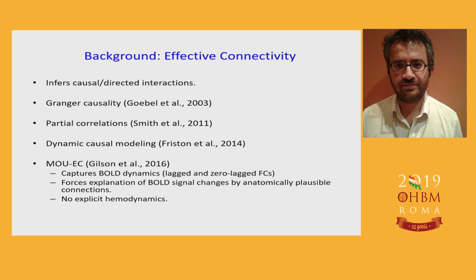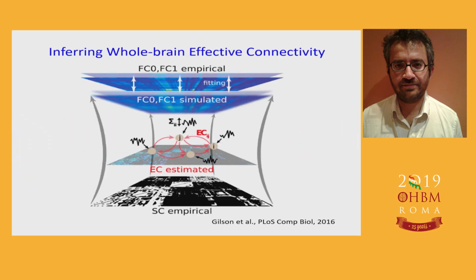So the key ingredient in this method is the structural connectivity. You estimate effective connectivity for some specific connections, and you optimize the model by comparing with the lagged and non-lagged covariances.